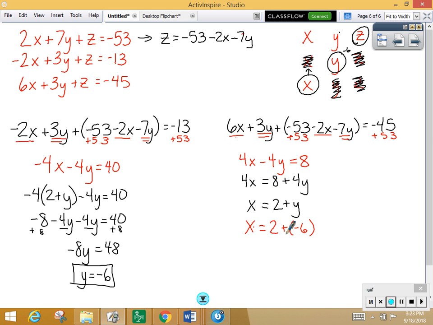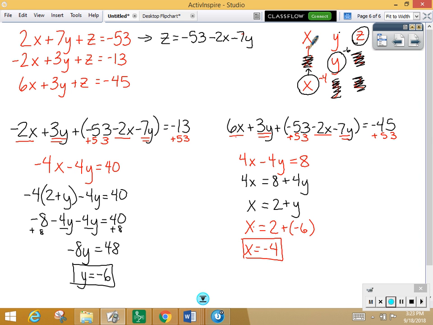And the plus and minus make it just 2 minus 6. 2 minus 6 is negative 4. So we also know that the x is negative 4. I'm going to mark that up here so I can keep track of it. Now I know what the x and the y are.